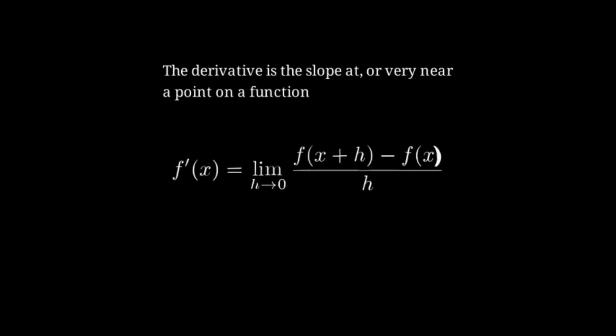This is read as the limit as h approaches 0. We now have the formula to calculate the slope directly at a point on a function.